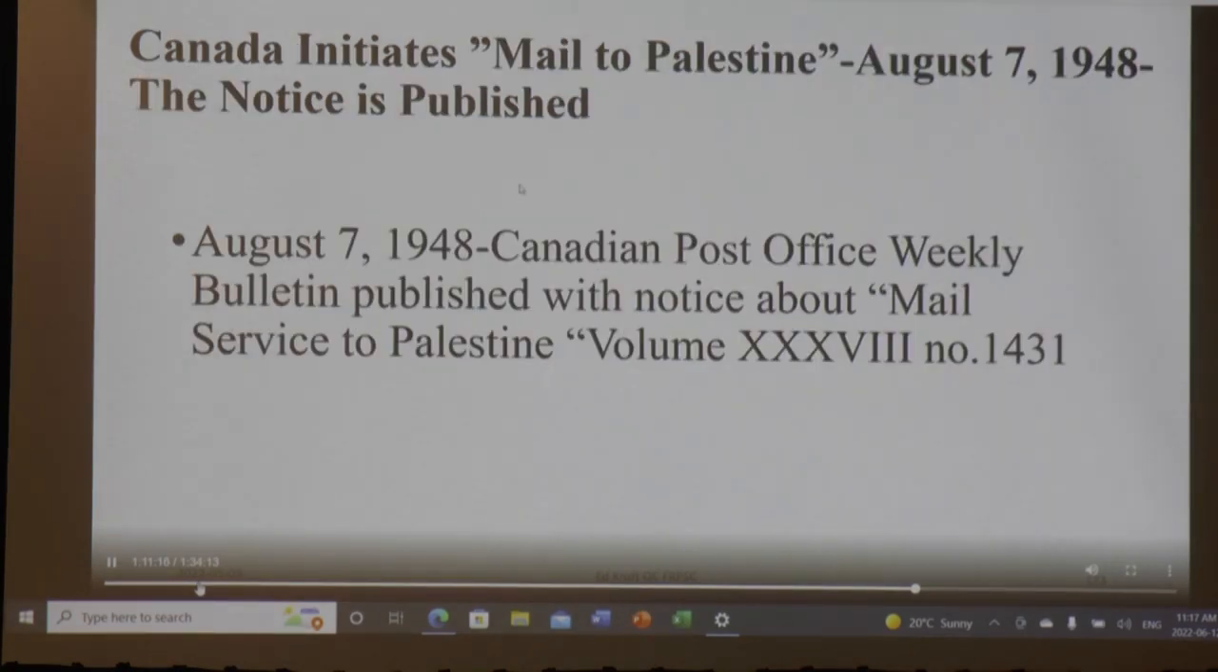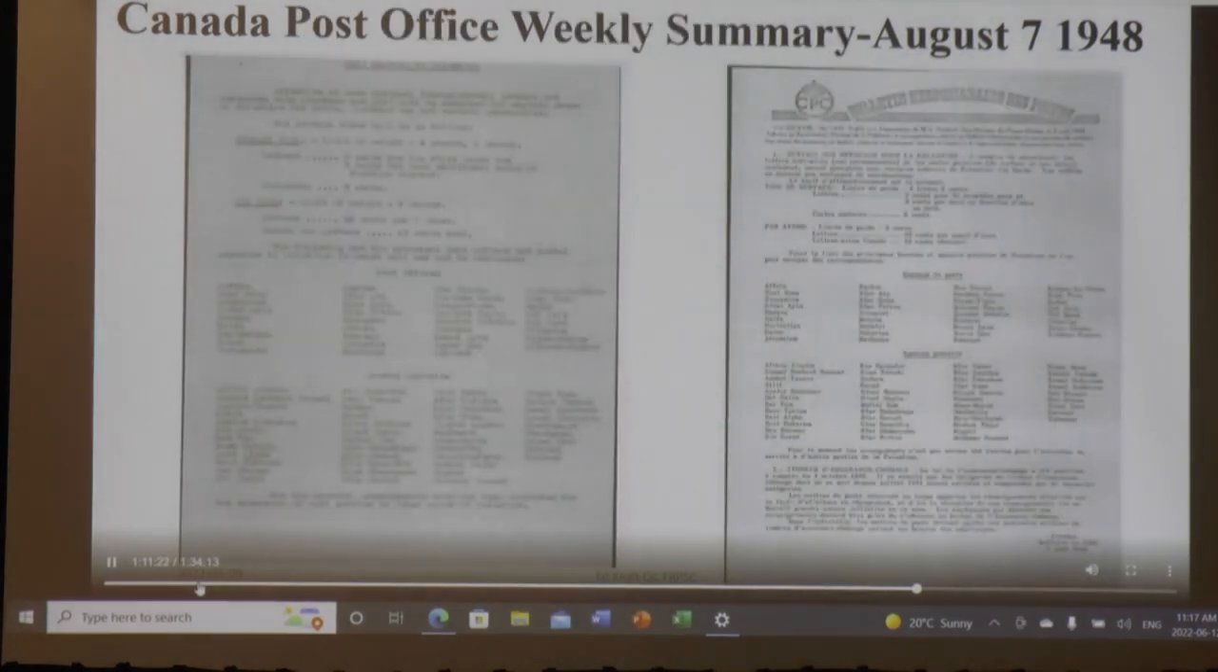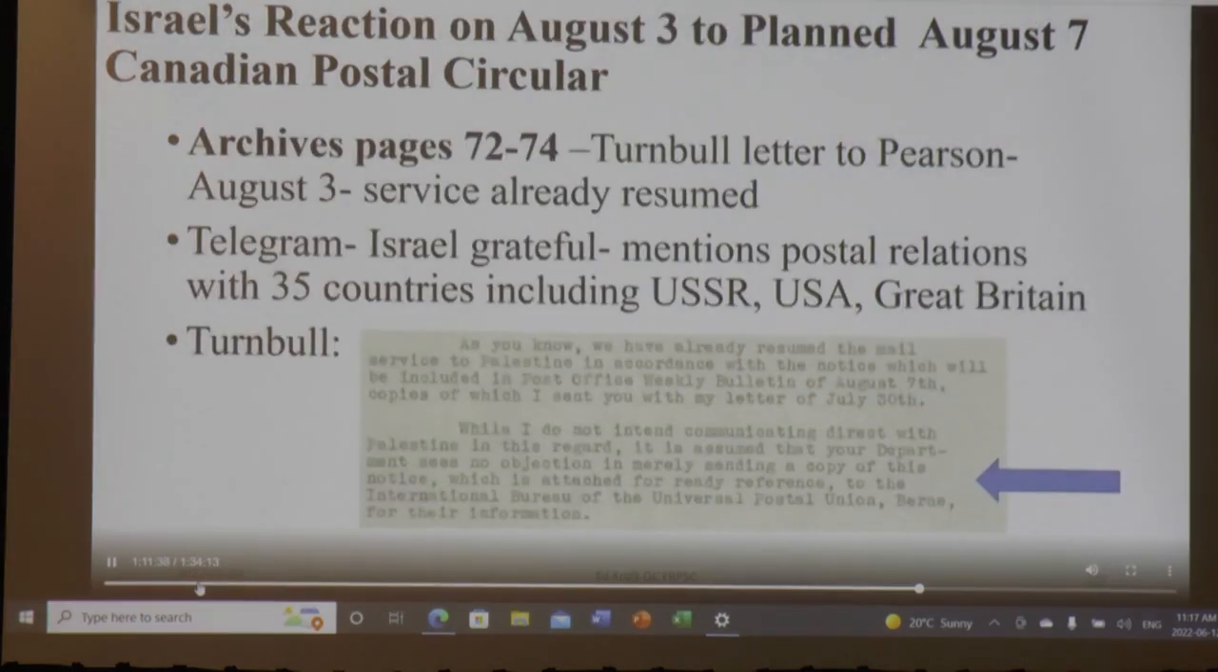So what we have is August the 7th, 1948, the postal circular comes out. And here it is, what I showed you at the outset of the presentation, mail service to Palestine. That's why it says what it does. That's why the format is what it is, showing you how politics shape the creation and formatting in these circulars.